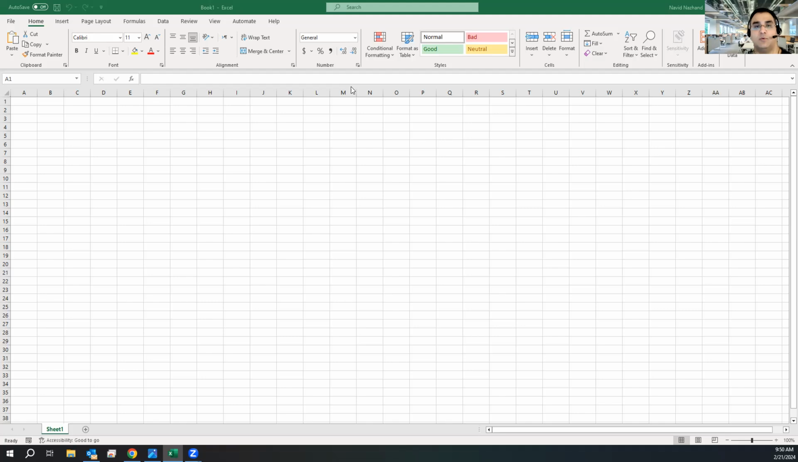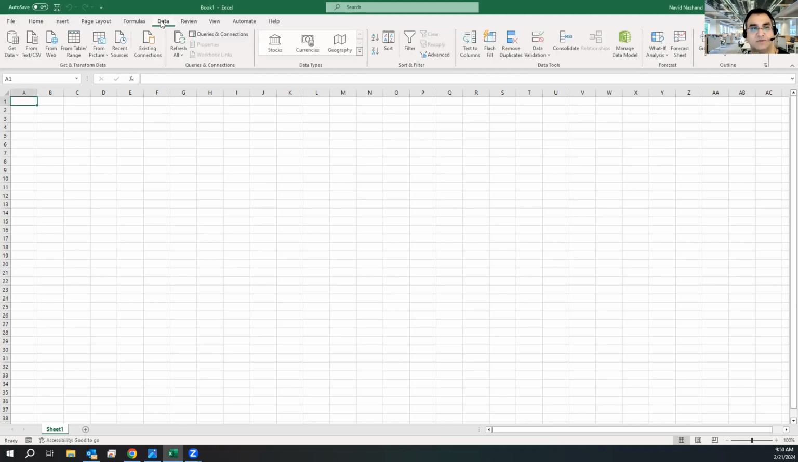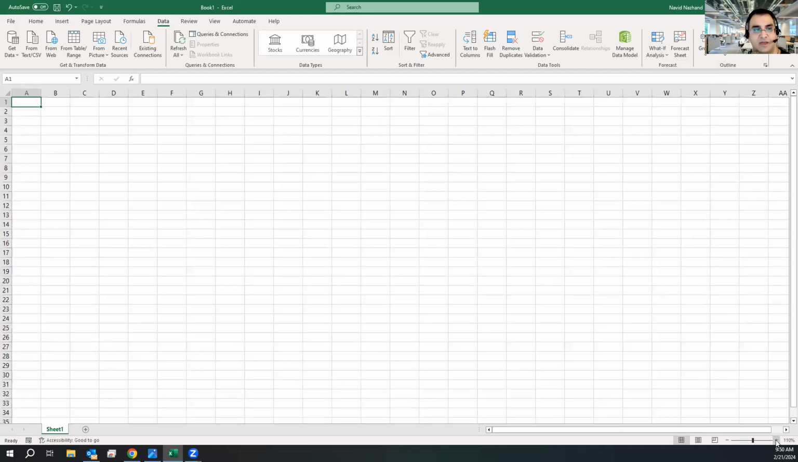And if you want to know where that is, I'm talking about the tool which is under Data, What-If Analysis, in the Forecast section, and Data Table. So let's see what that is and what it can do for us. To get there, I'm going to start with an example.